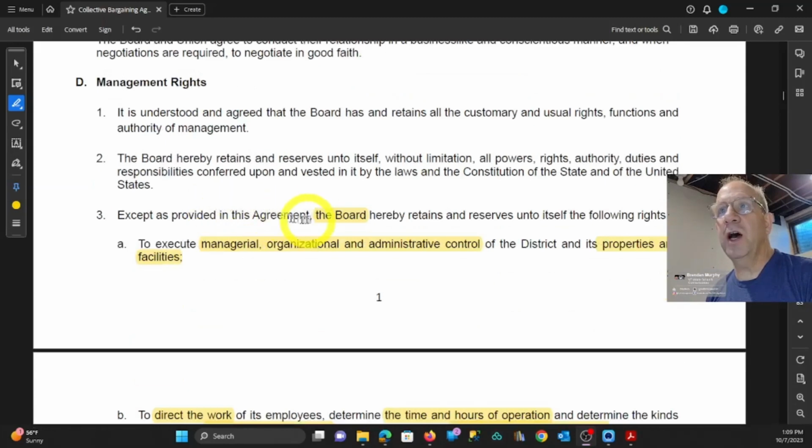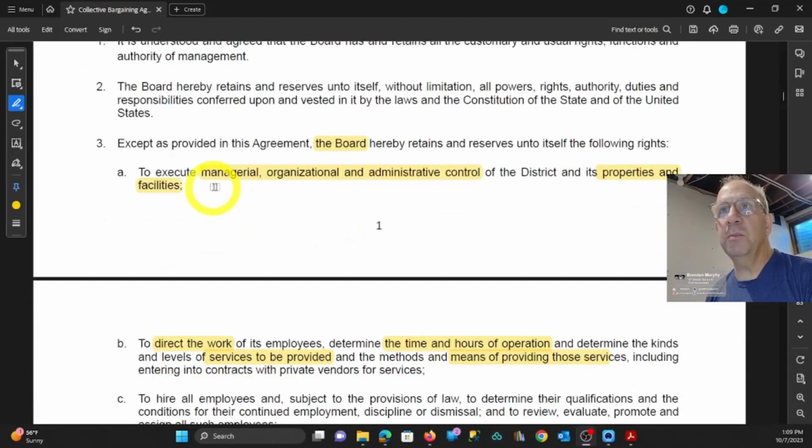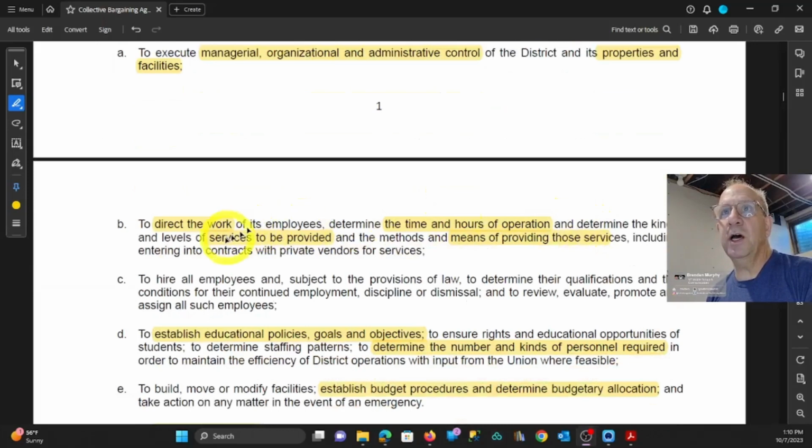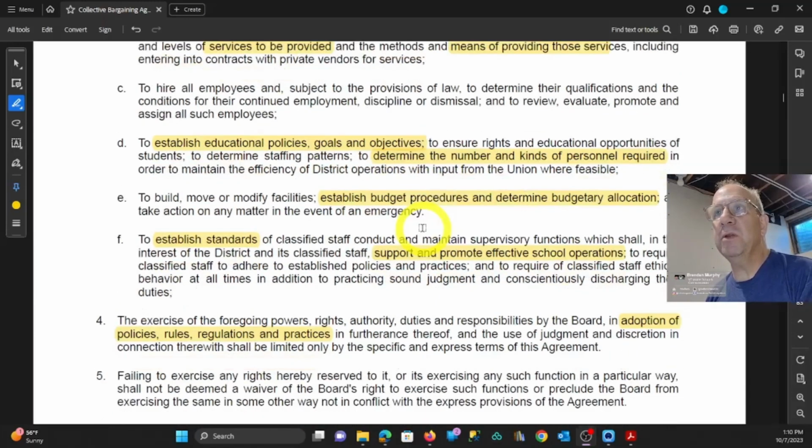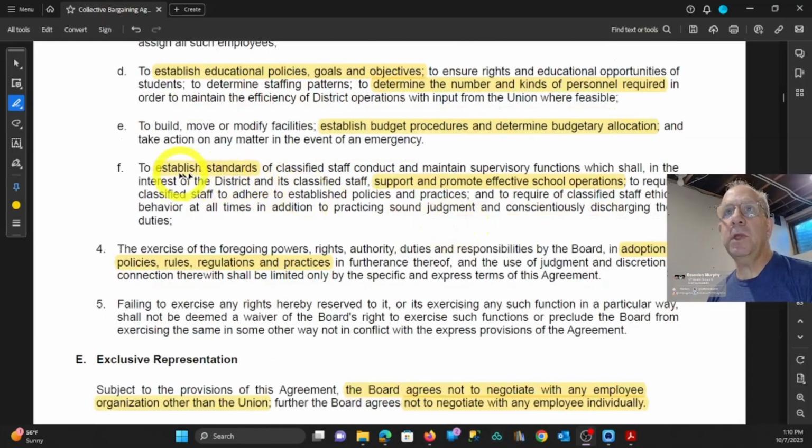Management has rights. The board reserves the rights to manage the organization and facilitate administrative control of everything, direct the work of people, the times and hours of operations, what services will be provided, and the means of providing those services. They will establish policies, goals, and objectives, and determine people and what type of people will be required to meet those services. They will establish a budget and determine who gets what money. They will establish standards for evaluation. They will support and promote effective school operations.